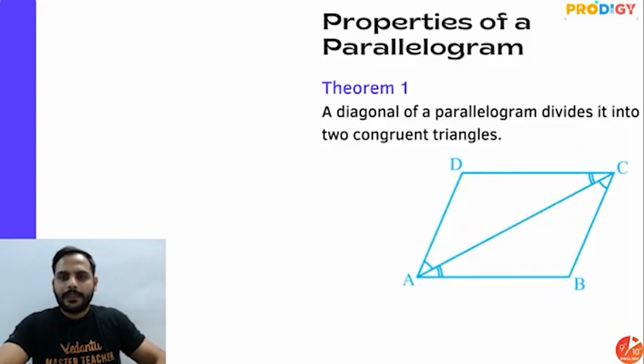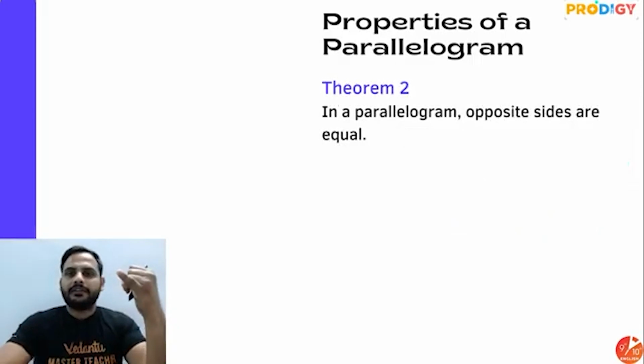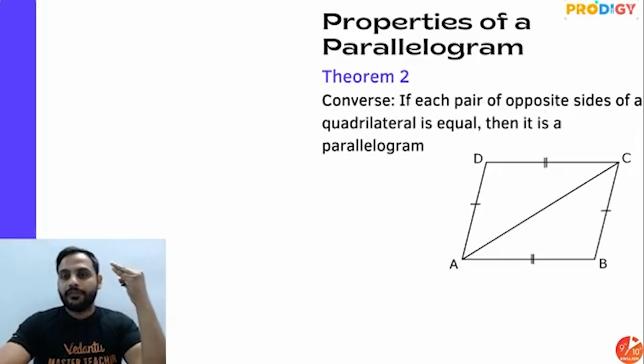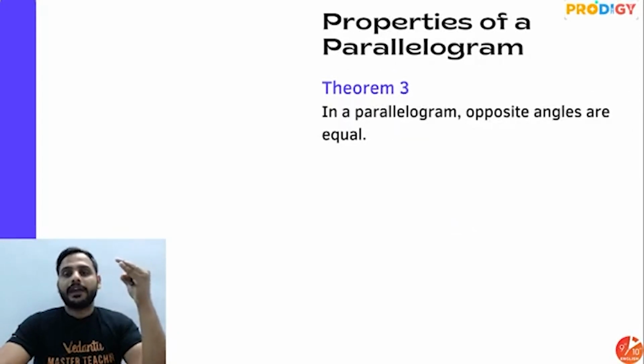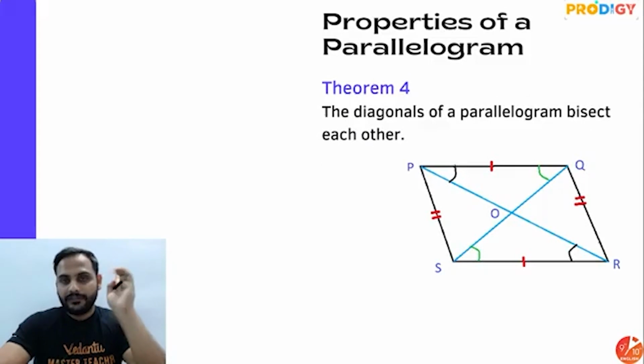Okay? Now, properties of a parallelogram: first thing we have learned, a diagonal of a parallelogram divides it into two congruent triangles. Then we have learned opposite sides are equal, opposite angles are equal, and also that adjacent angles are supplementary. These theorems I have taught you in detail in the first session.